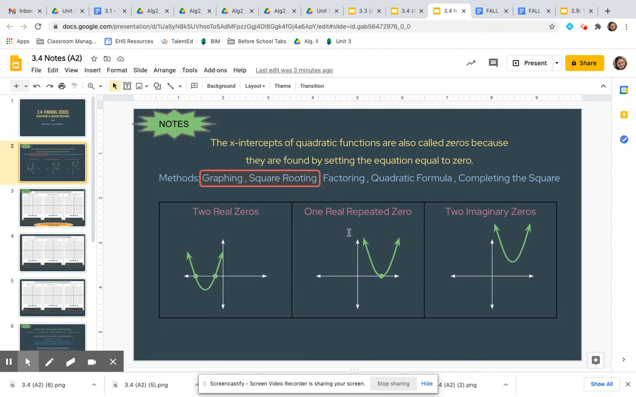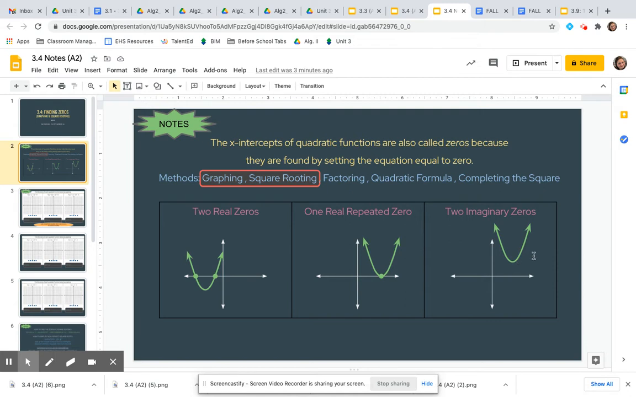But there's also some that only have one real repeated zero. What that means is it kind of counts as two on its own, like this, because it both goes down to that point and turns around back up at that point. So it kind of counts as two. And we'll explain more what that means when we talk about polynomials in the next unit.